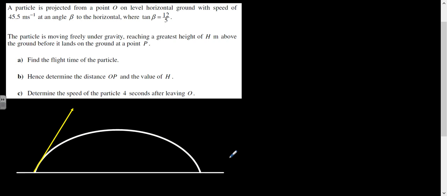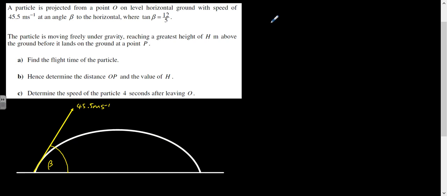So example 2 is very similar. First things first, get your diagram on the page. Here we have a speed of 45.5 meters per second, and we have an angle given by beta, and it's the same setup. You can see the pattern.